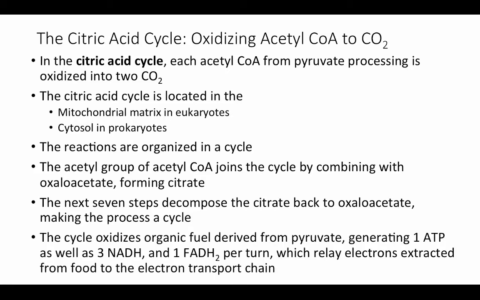And the cycle as a whole is going to oxidize organic fuel derived from pyruvate, generating 1 ATP by substrate level phosphorylation, as well as a bunch more of these electron carriers, so 3 NADH and 1 FADH2 per turn of the citric acid cycle. And these are going to be the molecules that relay the electrons extracted from the food to the electron transport chain. So all of this is about harvesting those high energy electrons, converting them into a little bit lower energy electrons with each transfer to another receiver.